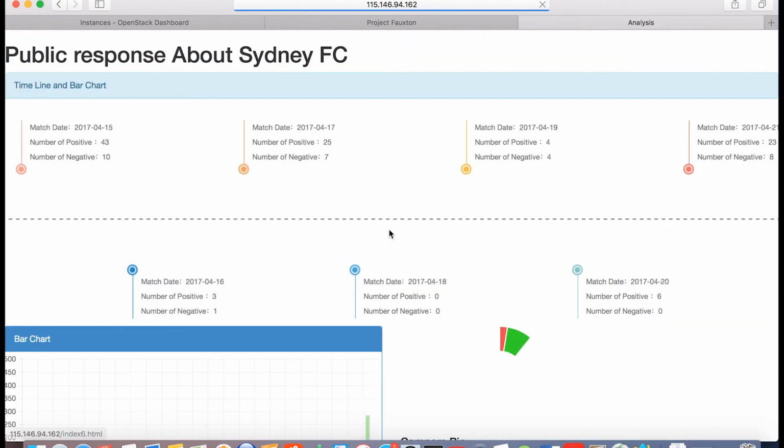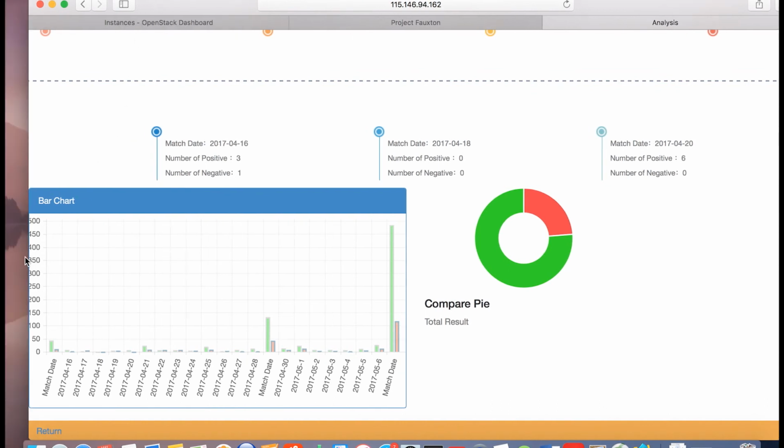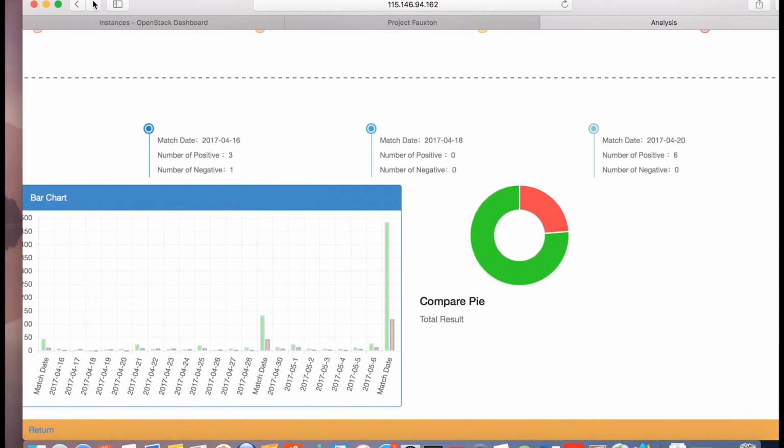We can see from the bar chart that the most frequent topic is all about the final match date. This is all of the introduction of our final project.